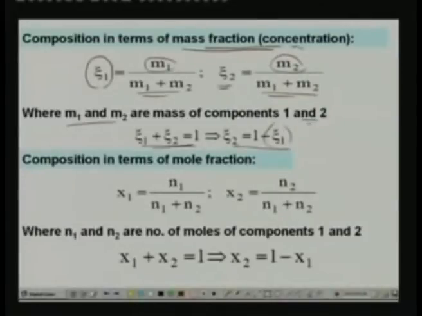Okay, now the composition in terms of mole fraction. So instead of talking about masses, we talk about the number of moles. So mole fraction of component 1 is nothing but the ratio of the number of moles of component 1 divided by the total number of moles of components 1 and 2 in the solution. Similarly, mole fraction of 2, x2, is given by n2 divided by n1 plus n2, where n1 and n2 are the number of moles of components 1 and 2. Just like the mass fraction, it can be very easily shown that x1 plus x2 is equal to 1, or x2 is equal to 1 minus x1.